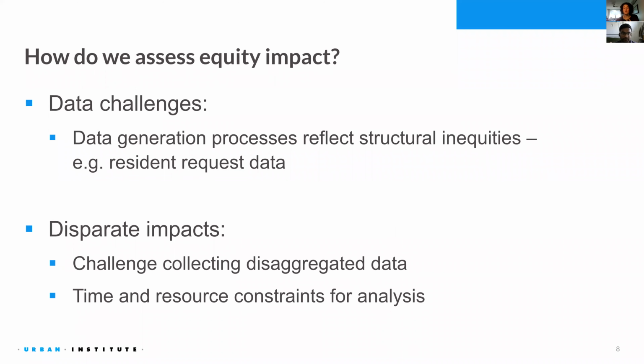In addition, we see a number of data challenges when we think about how to assess the equity impact of these data and technology programs. First, we can often see that the data sources themselves reflect the very inequities that we're trying to counter. One example of this is resident request data, like 311 data. A number of studies have shown that more privileged, higher income populations tend to utilize these systems more, and as a result are overrepresented in these data. So if cities are using these data to drive responsiveness or understand need, they could be reinforcing these very inequities.